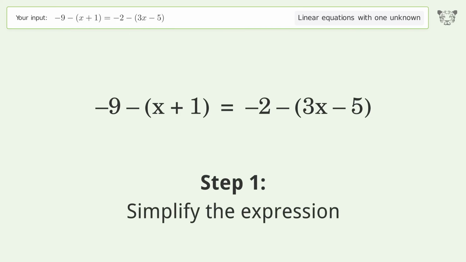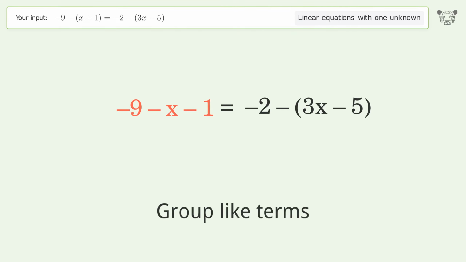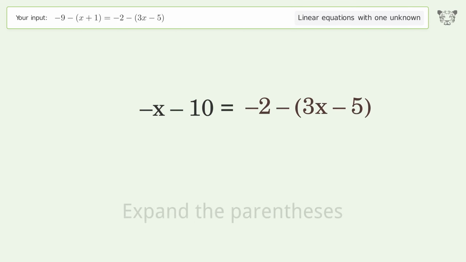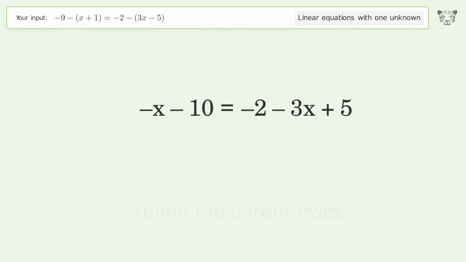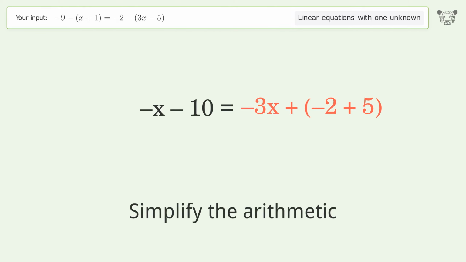Simplify the expression. Expand the parentheses. Group like terms. Simplify the arithmetic. Expand the parentheses. Group like terms. Simplify the arithmetic.